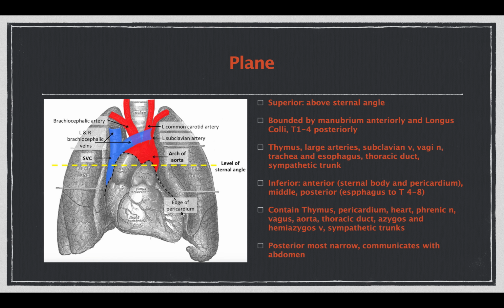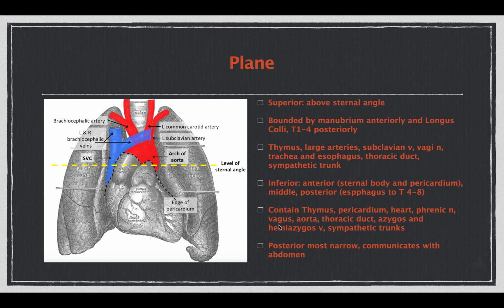The inferior mediastinum is below the sternal angle, and it's bounded by the sternal body and the vertebra. The inferior mediastinum is made into three parts. The anterior, which is from the sternal body to the pericardium, the middle, which is from the pericardium to the esophagus, and the posterior, which is the esophagus to the vertebra.